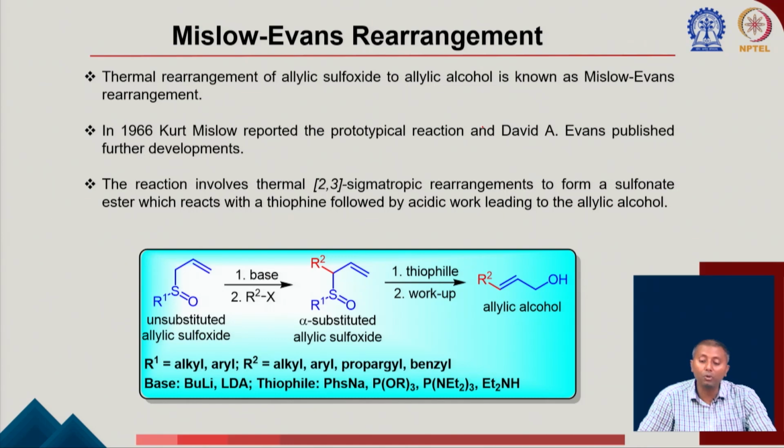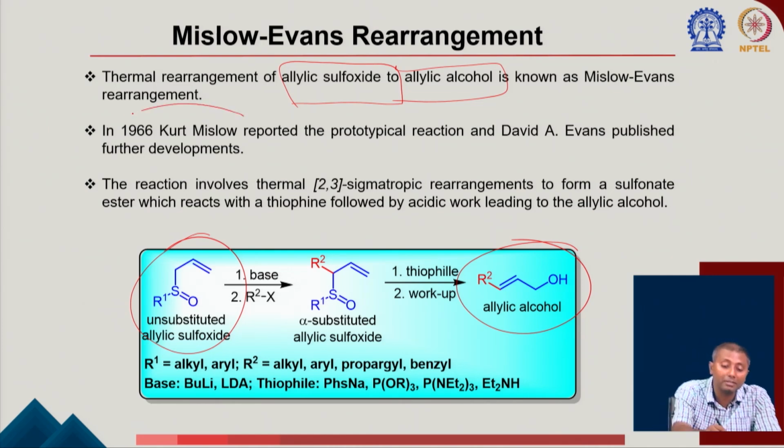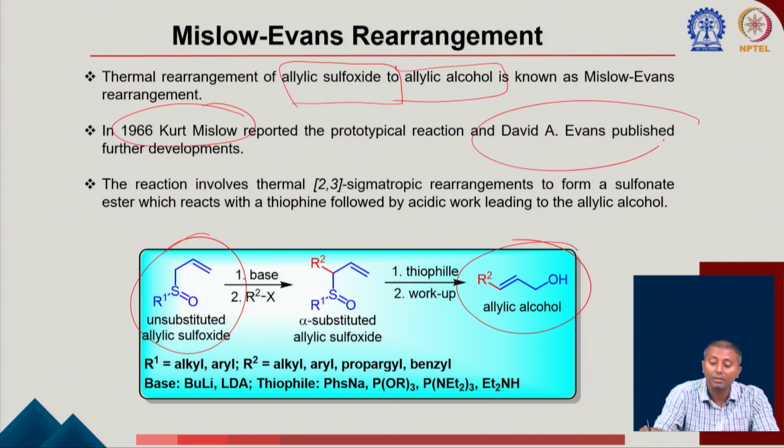I am going to talk about the Mislow-Evans rearrangement reaction here. So this is a thermal rearrangement of allylic sulfoxide. I am talking about allylic sulfoxide to allylic alcohol. So if you have an allylic sulfoxide and you want to convert to the corresponding allylic alcohol, then you can use this Mislow-Evans rearrangement. It was discovered in 1966 by Kurt Mislow, and later the Evans group has done some further development. So this reaction is a 2,3 sigmatropic rearrangement.